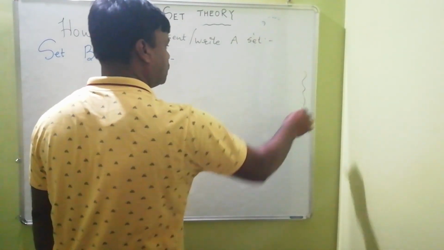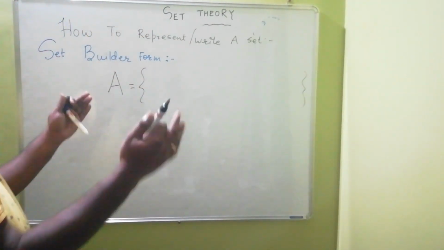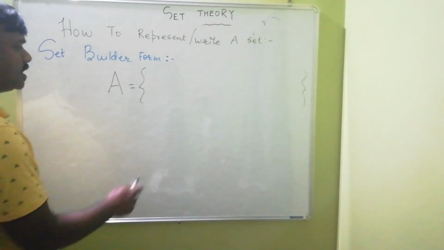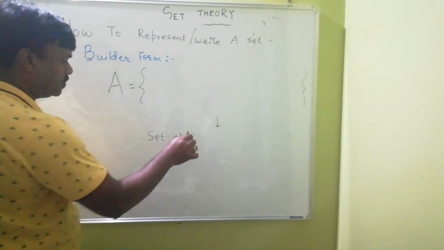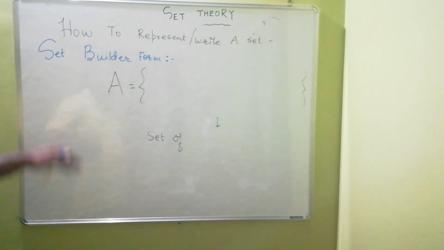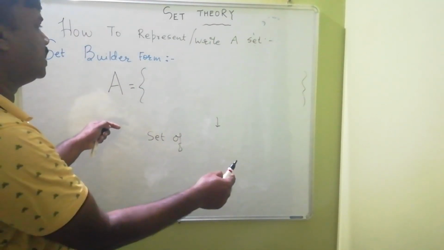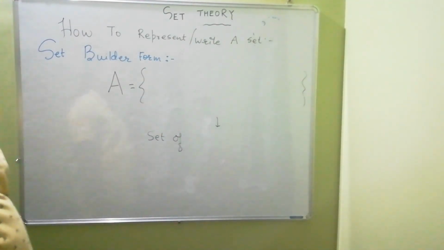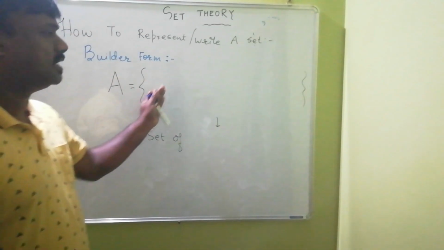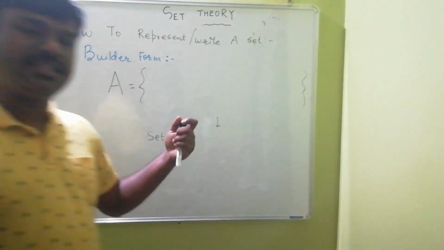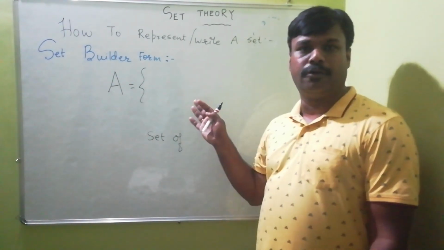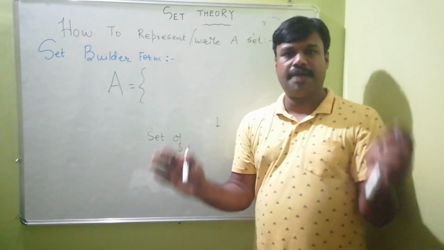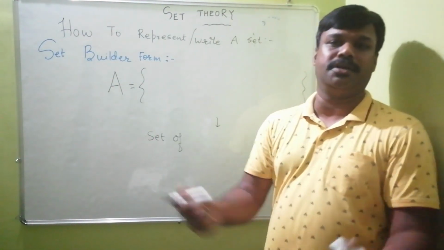Suppose the curly bracket is there. When you write a curly bracket, it means set of. Set of. As we are introducing the curly bracket, it means set of. Set of what? Whatever is inside. So when we have to write the elements of a set in set builder form, the first thing is we have to see what is the common property.